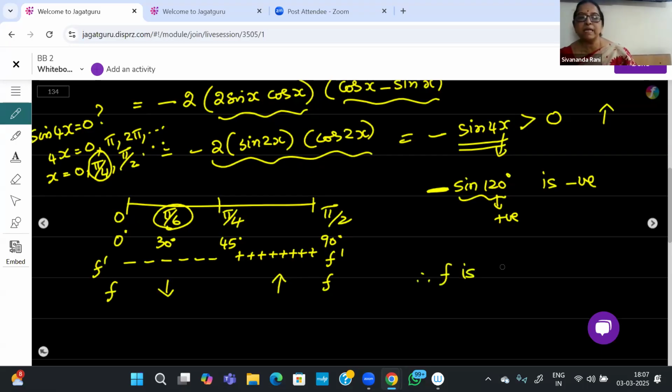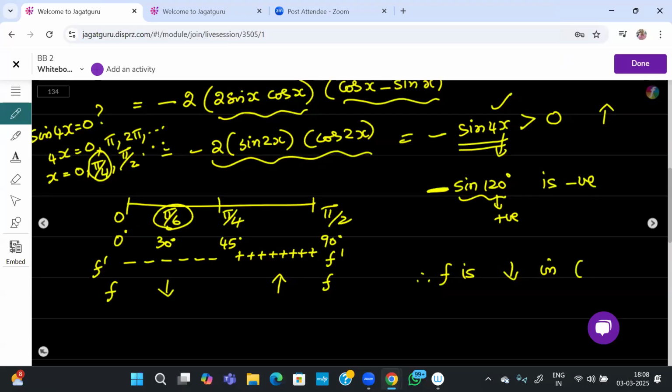Right? How will you write it therefore? Therefore, f is decreasing in. Can someone complete? Closed 0, open pi by 4. That's what I don't want actually, because at 0, the first derivative becomes 0, no. You understand, Aparna? Yes, ma'am. So you should make it open.